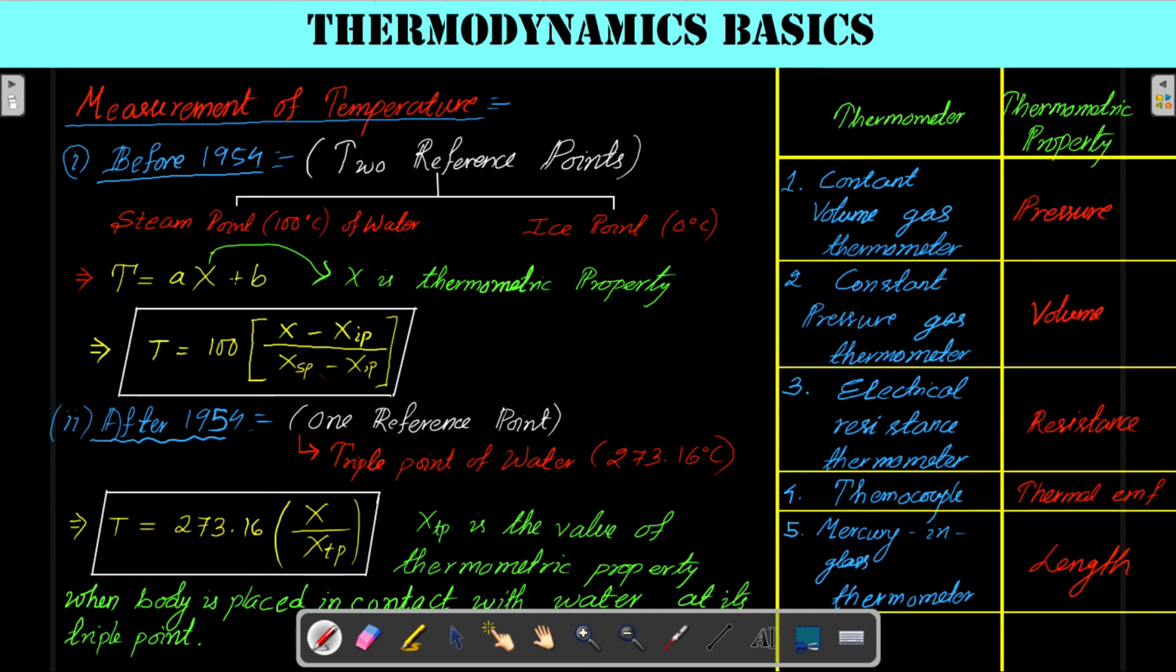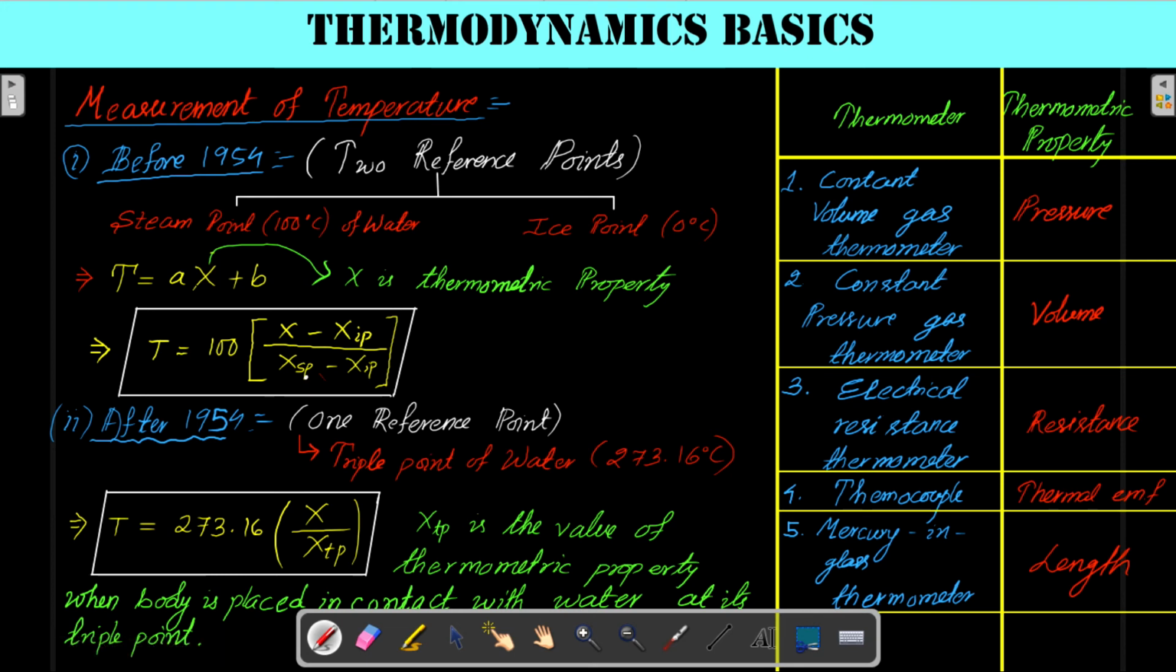If we put the steam point value in T and 0 for the ice point, with the thermometric property at the steam point, X_SP, and at the ice point, X_IP, then you will get the equation T equals 100 times (X minus X at ice point) upon (X at steam point minus X at ice point). Okay, this was the earlier equation before 1954.